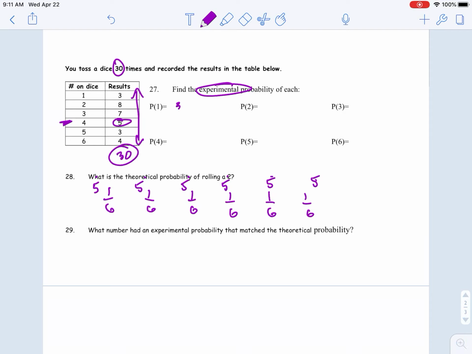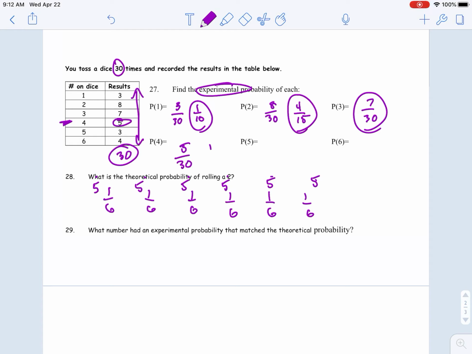So probability of 1, 3 out of 30, 1 out of 10. Probability of a 2, 8 out of 30, 4 out of 15. You've got to reduce it. A 3, 7 out of 30, no reduce. A 4, 5 out of 30, 1/6. That's what's supposed to happen. Probability of a 5, 3 out of 30, 1/10. A 6, 4 out of 30, 2 over 15.